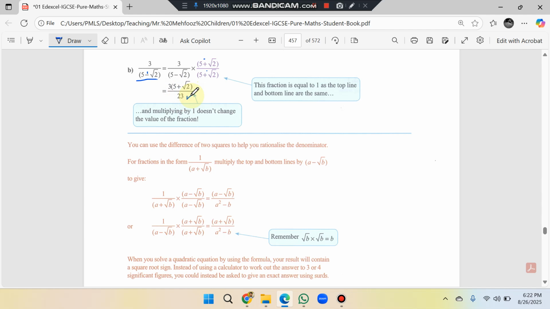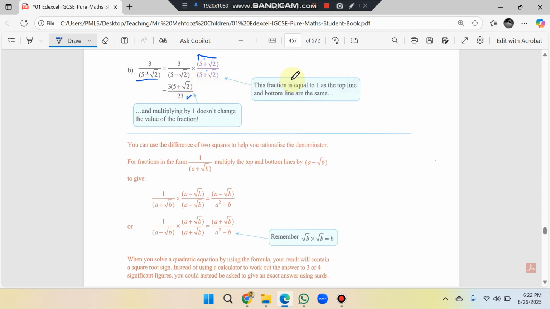Next, in the numerator, this 3 multiplied by this term becomes 3 multiplied by 5 as well as 3 multiplied by square root of 2. So this is your simplified answer. Do you understand or not?